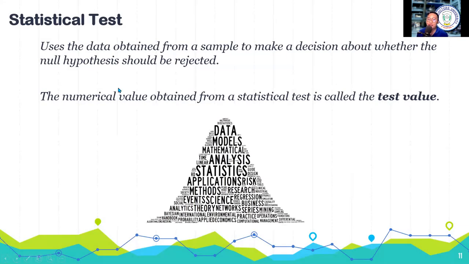The statistical test is the basis if we wish to reject or accept the null hypothesis. So the basis for your decision making is the null hypothesis. Would we accept the null hypothesis or would we reject it? And how to decide that? By using the test value or statistical test.